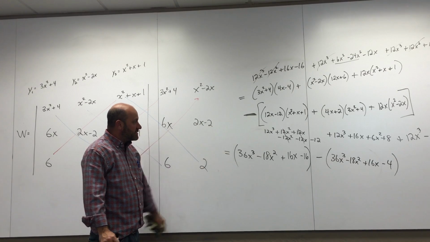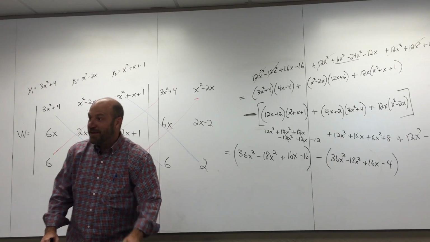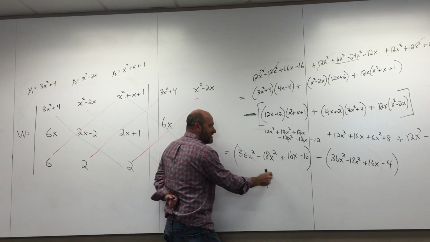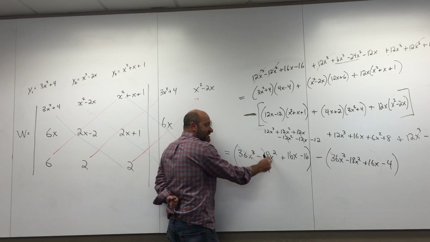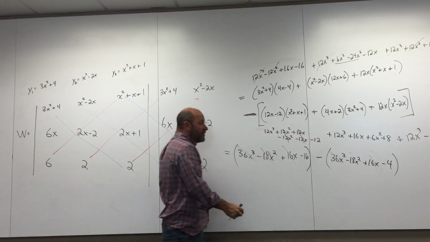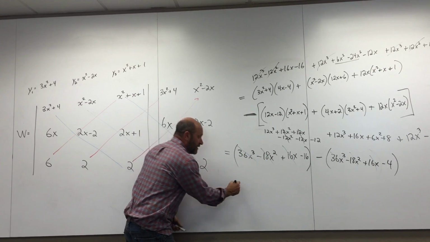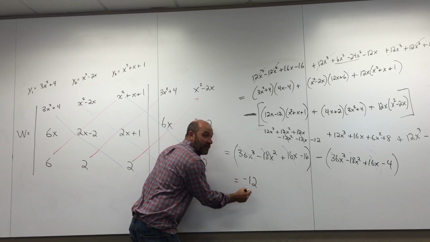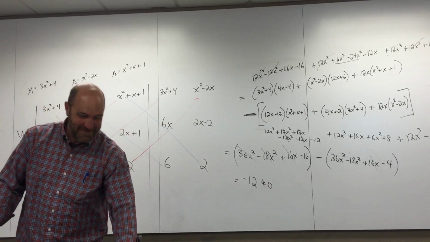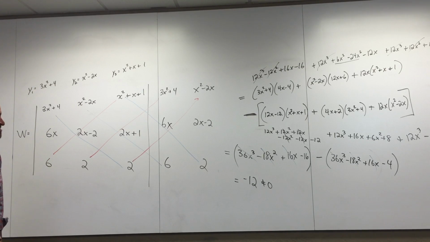When you subtract these, it feels like it's going to be 0, but it's not. The 36x cubed cancels. The negative 18x squared is going to cancel. The 16x is going to cancel. But you get a negative 16 plus 4. The answer is negative 12. And guess what? Negative 12 is not 0. It might have been better to say at the beginning that it hopefully doesn't equal 0.